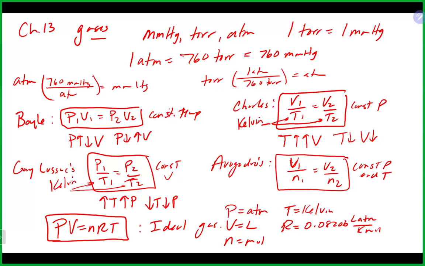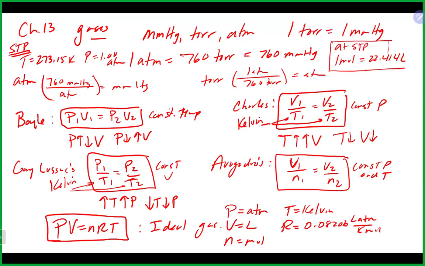A couple other things I think we touched upon as well was the idea of STP, that is standard temperature and pressure. And that is a temperature that corresponds to 273.15 Kelvin and a pressure of 1 atmosphere. And remember that if you are at STP, 1 mole of any gas will equal 22.414 liters. So again, this is a conversion factor that you could use. You do have to be, as we talked about, at STP in order to use that.